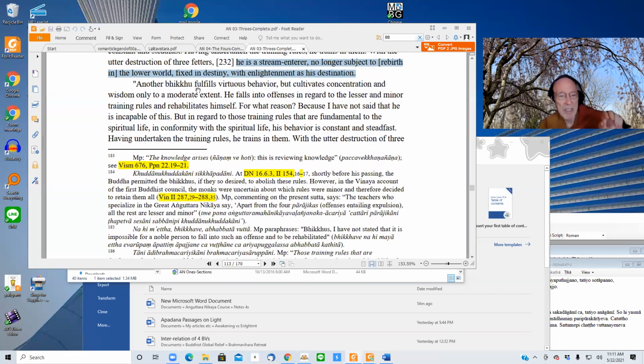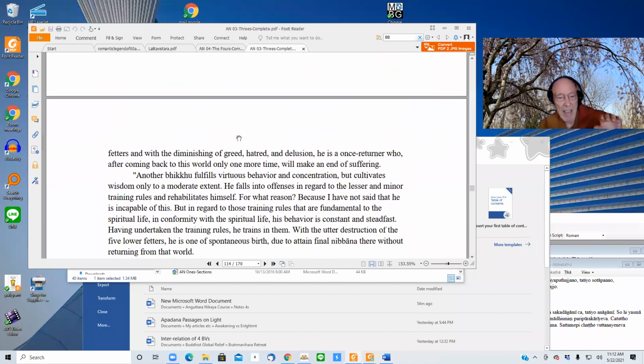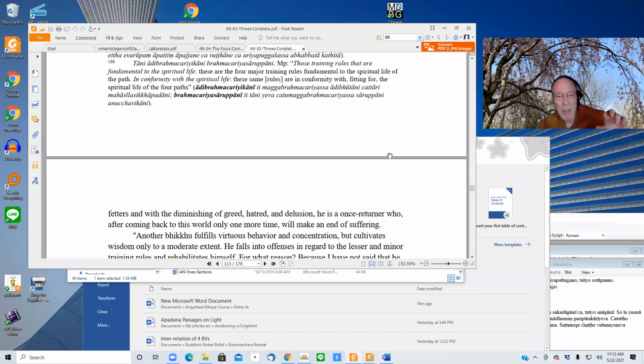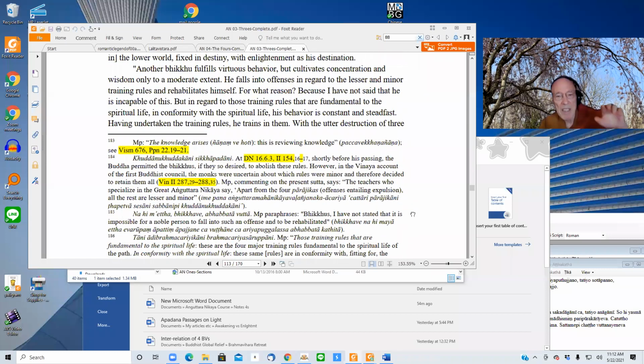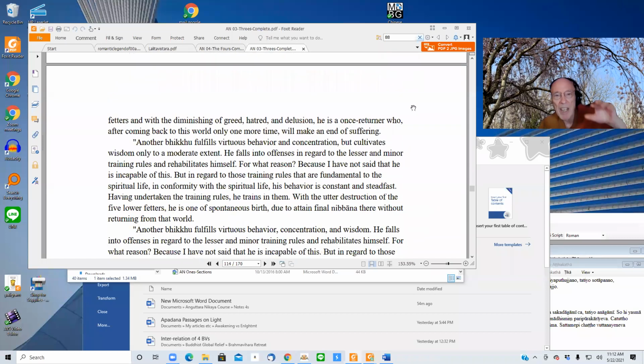And then the second person mentioned here also fulfills virtuous behavior, but concentration and wisdom only to a moderate extent. And this one, with the utter destruction of three fetters and the diminishing of greed, hate, and delusion, he's a once-returner. So these two, the stream enterer and the once-returner, are those who fulfill sila, but not samadhi and panna. But they do develop samadhi and panna, but only to a moderate extent.